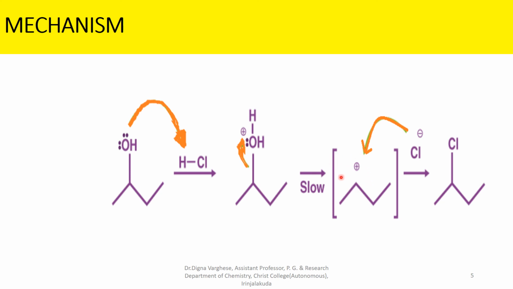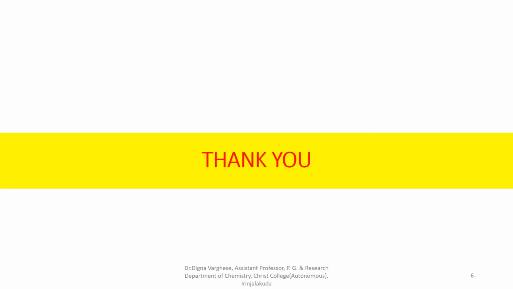In step 2, which is a slow step, the chloride ion now attacks the carbocation and forms an alkyl chloride. This alkyl chloride is insoluble and hence turns the solution turbid. Okay, the formation of the alkyl chloride turns the solution turbid. This is the mechanism of the Lucas test. Thank you for your attention.